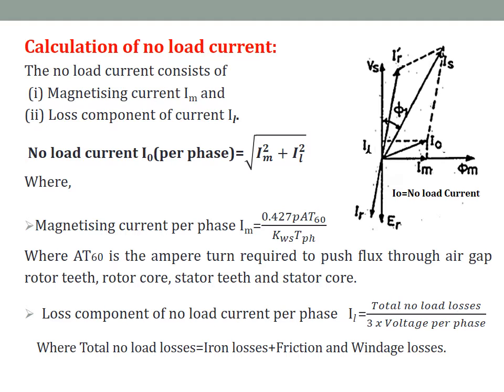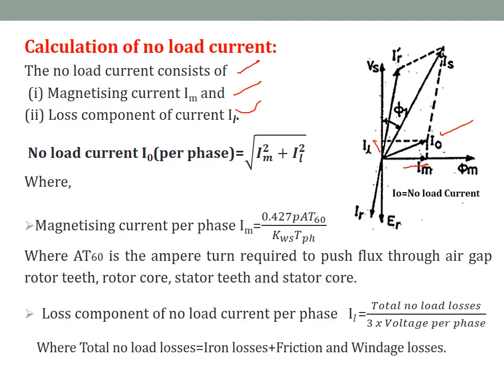Now another factor, that is the no load current. This is another important factor of an induction motor. To find the no load current, we know that the no load current consists of the magnetizing component Im and the loss component IL. See here, this is the vector diagram, which was already discussed earlier. Once again, this is the magnetizing current Im and this is the loss component IL. If you add these two, you will get the no load current.